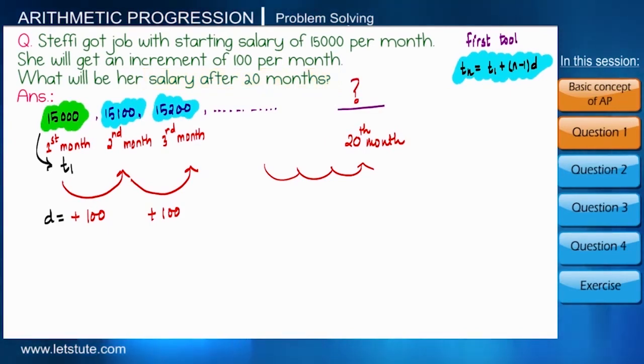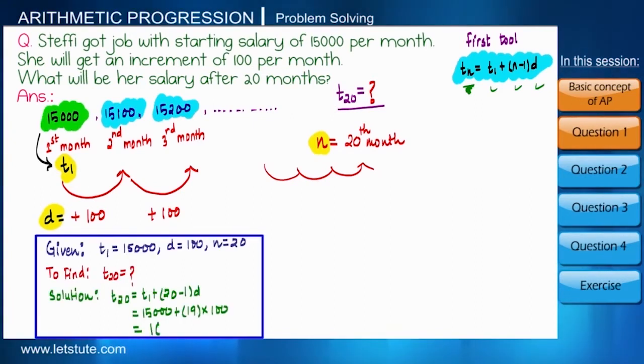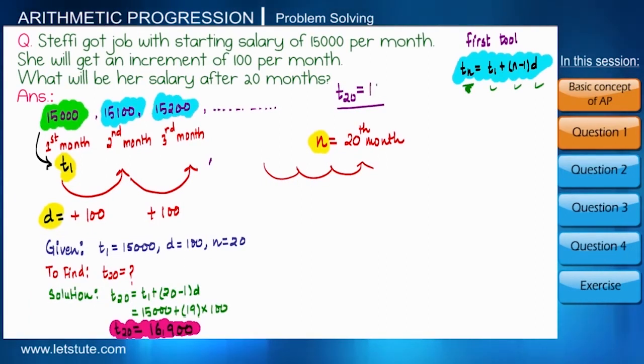So now tell me what is given and what is asked. The position of the term is given as 20. That means N equals 20. And we have to find the value of the term at that particular position, that is T20. So we have got 3 parameters, T1, D and N. Now we can easily find the fourth parameter, that is Tn. And it comes out to be 16,900. So her salary in the 20th month will be 16,900. So if we understand the situation, we can solve any kind of arithmetic progression very easily.